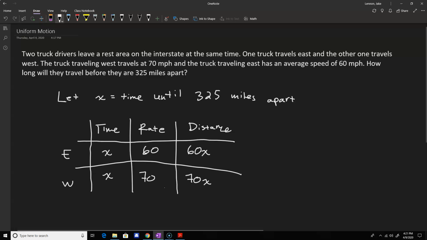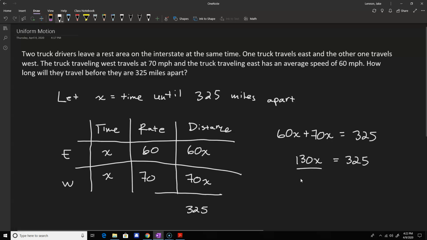So this is how we write our equation, because we know the total distance has to be 325 miles apart. So if we add the two partial distances, 60x plus 70x, we get our total distance of 325. So 60x plus 70x adds up to 130x, and that still equals 325. And then we divide by 130, and we get an answer of 2.5 hours.